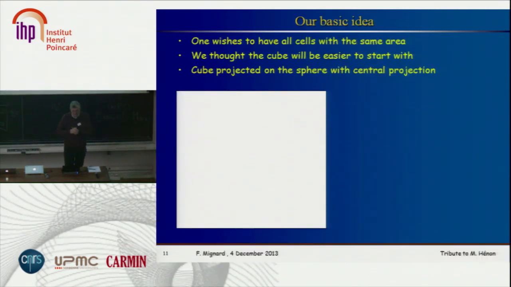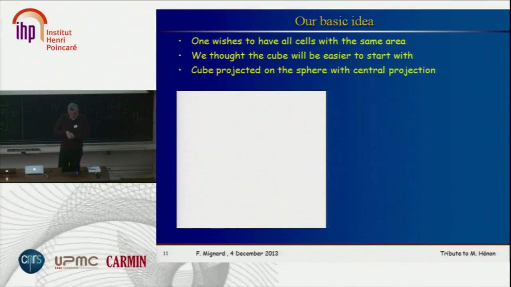So, the basic idea we had with Michel, when I went to him for that, was: say Gaia would be, say, in 10 years from now, we would probably need something interesting. It's interesting to think afresh on that question. One wish is to have all cells of the same area. That's the basic thing. We thought at the time the cube would be easier to start with, so much of what I will present now will be about the hexahedron, the cube.